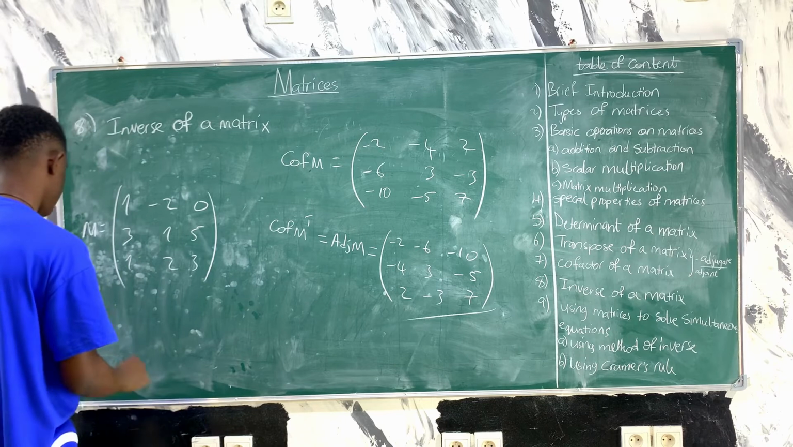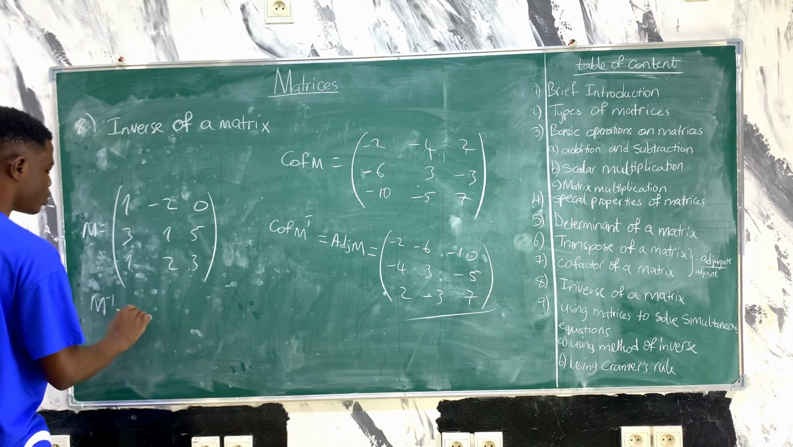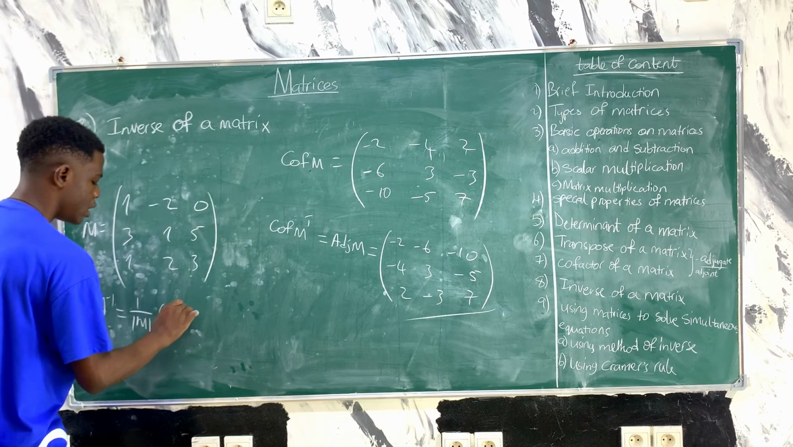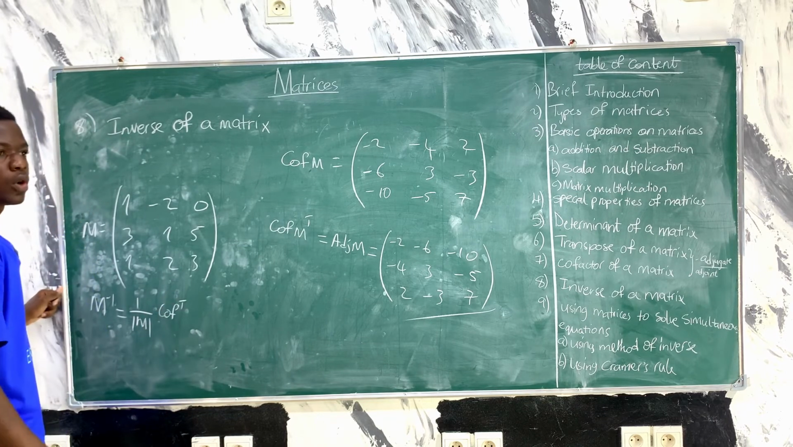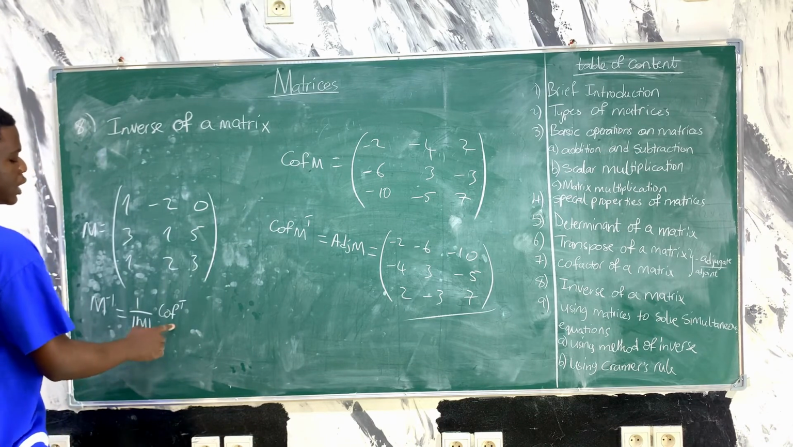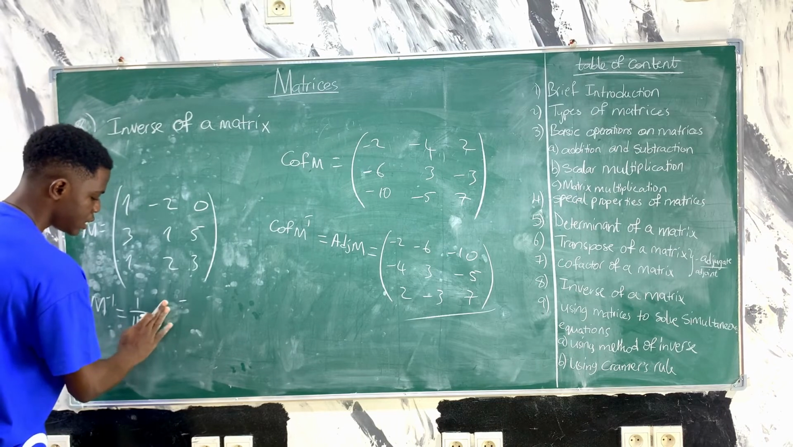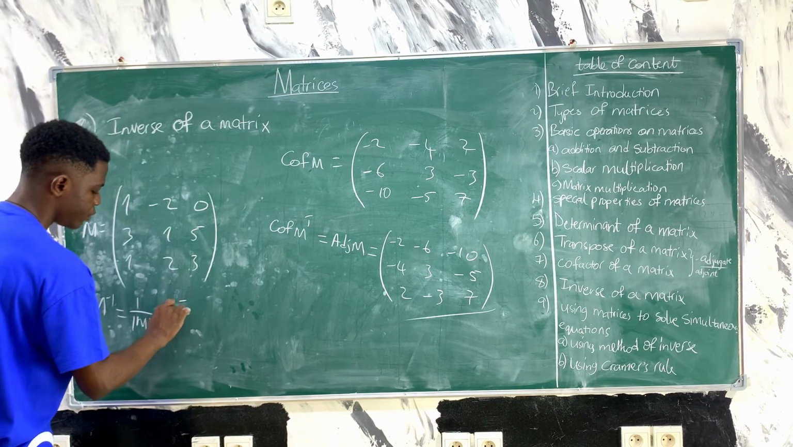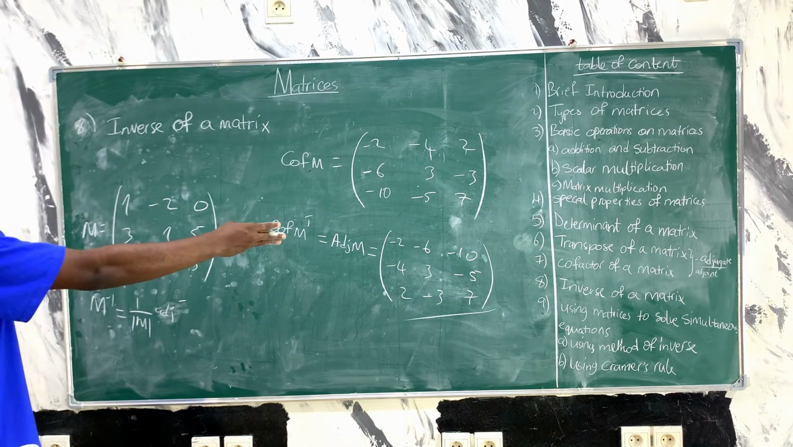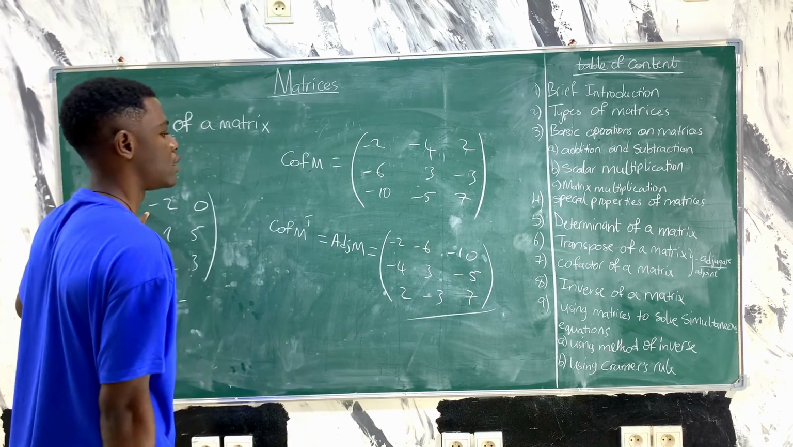How do I find the inverse of the matrix? M inverse, which I write with the power minus 1, is equal to 1 over the determinant of M times the cofactor transpose, or the adjugate. As we did, 1 over the determinant times the adjugate. So let's do the example with the values that we already have. We have the cofactor transpose, or the adjugate, like this.